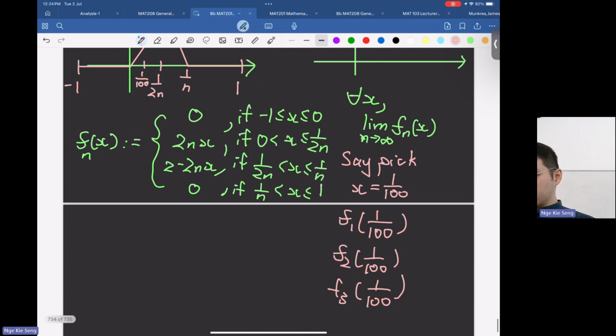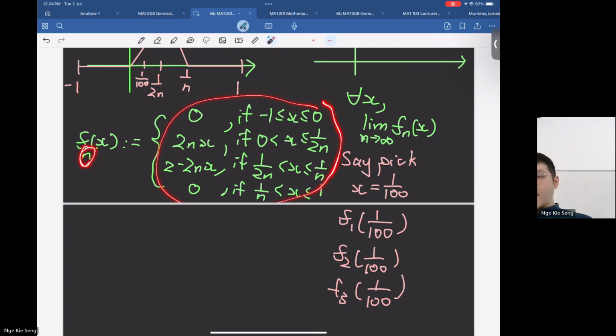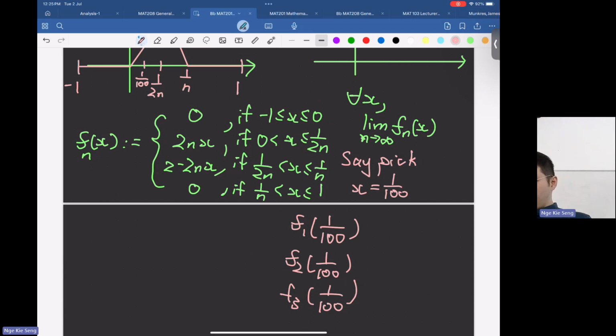So how do you see from this example here? This f_n definition depends on the number you put, on the sequence of functions. So what happened to f1? You need to put n as 1 here. If you substitute n equals 1 in this domain here, which category does 1 over 100 lie in? The second one, 0 up to 1 over 2. So the second category gives you 2x, 2 times 1 times x. Your x is 1 over 100, so it's 1 over 50.